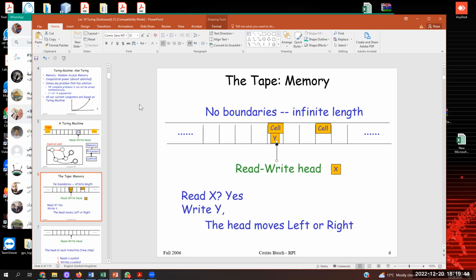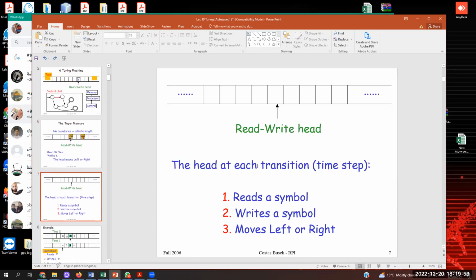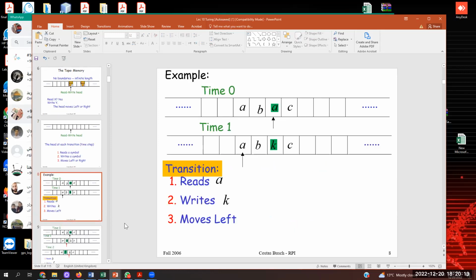So let me put it back as it was. Okay. So here are my operations. The head at each transition, which means every time step, I read from here, I write in the same place, I change the value, then I move left or I move right. That's the operation of my Turing machine. Let's see how it works.